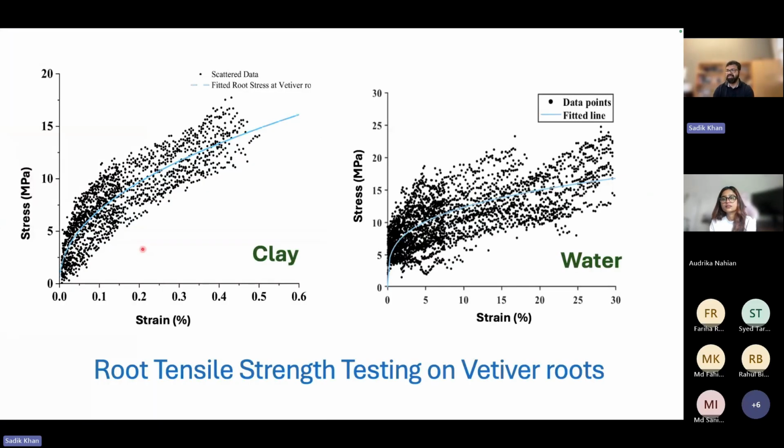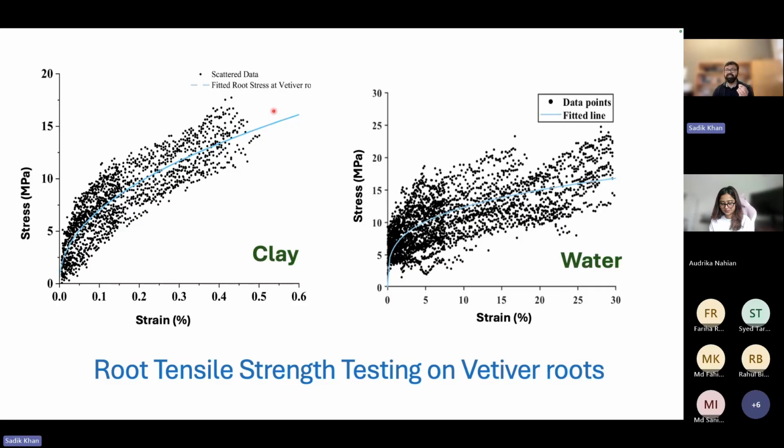This is the test result primarily done by Oviprio. He has done it on clay and water, and we looked at how much strength gain vetiver roots can have. In our analysis, we found that vetiver roots can have a very high tensile strength when they are very young.